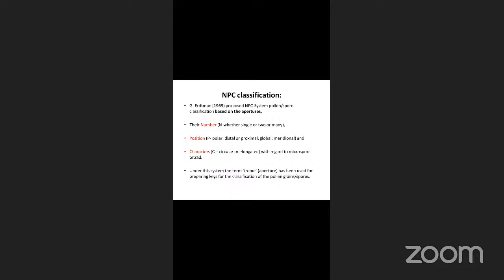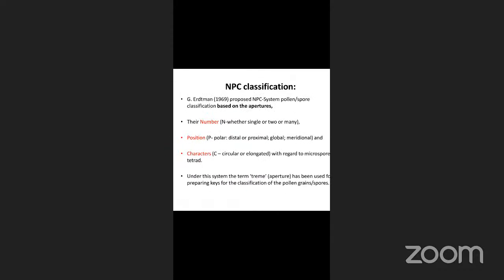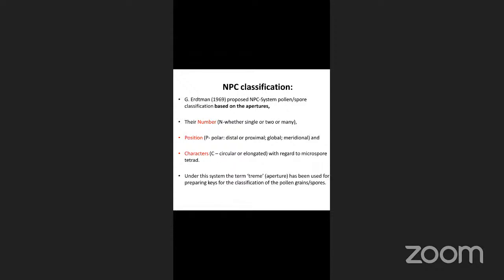Next, NPC system. This is the last. The NPC system was proposed by Erdtman, 1969. NPC system: N means number, P means position on the pollen grain, C means character. NPC, important. N means number, whether singular or two or more, the pollen grain aperture number.